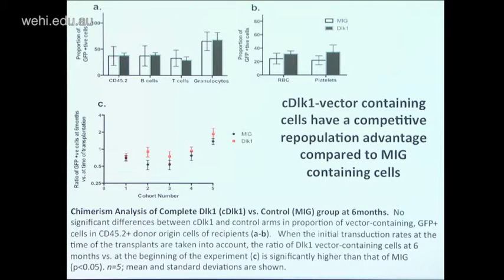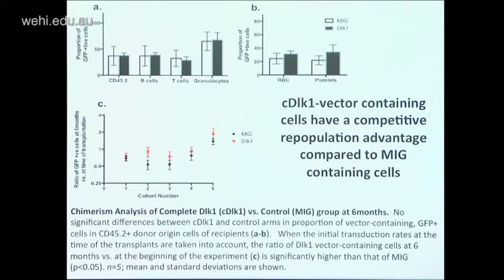But when you take into account the initial transduction rate, then there seems to be a little bit of difference. What I mean by that is I always measured the transduction rate just before I injected the fetal liver cells to the recipient mice. So just before, I would take an aliquot and run it on flow cytometry and just measure what the transduction rate was of those fetal livers.